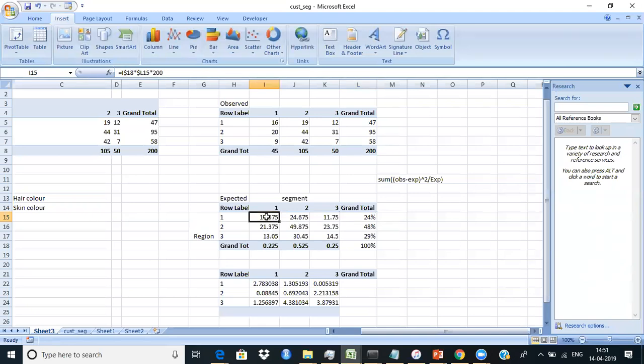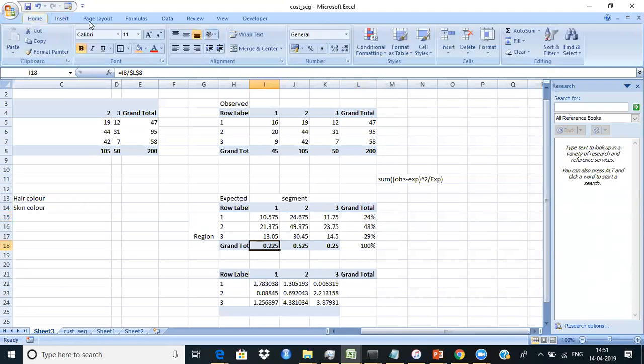So if regions and segments are independent of each other, then what is the probability of getting a person from region 1 and segment 1? 24% into 22%. Right, so that is the product of it. This is a product, and then I multiply with the total number of observations to get the expected number of people.